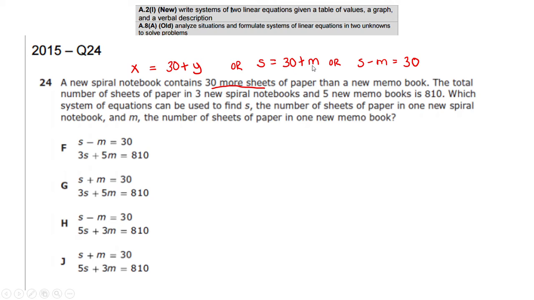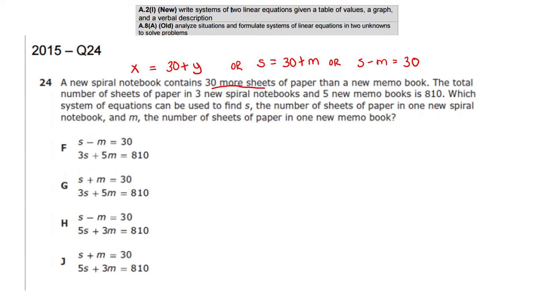Or if you were to bring both the variables on the same side of the equation, then it would be S minus M equals 30. So three different ways to write this equation. These two are just using S and M, and this one's when you have both variables on the same side of the equation. Hopefully you can see this because this is the key to the question.